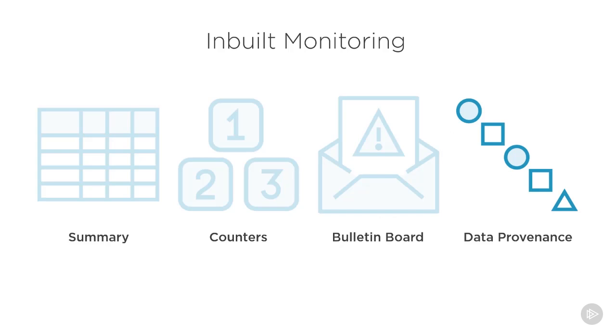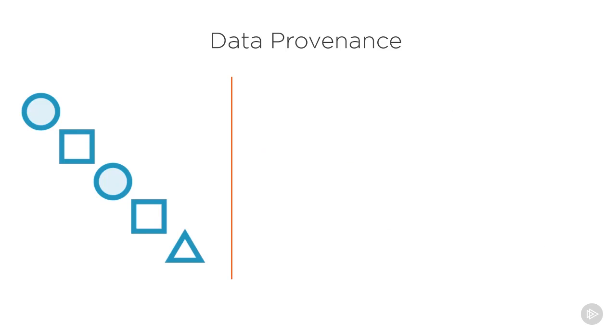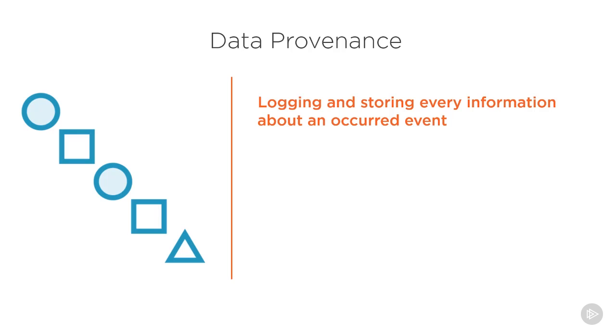Then, let's cover the last and probably most sophisticated built-in monitoring feature provided by Apache NiFi, the data provenance. While monitoring a data flow, you often also need a way to determine what happens to a particular flow file. NiFi's data provenance page provides that information.